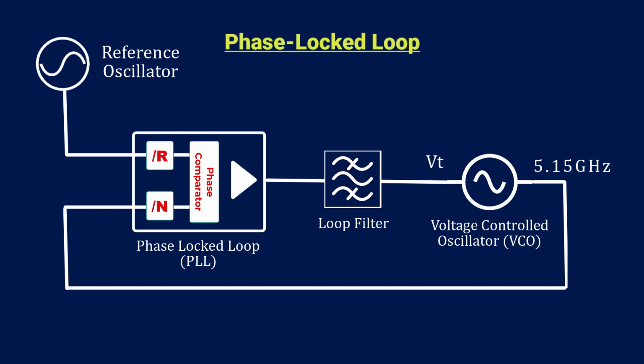To sum it up, a phase-locked loop, or PLL, is an essential component in synthesizing a stable local oscillator frequency. By using a phase comparator, counters R and N, and a charge pump, it can maintain the desired frequency even in the presence of deviations. That's a wrap for today's video on the basic concept of phase-locked loops.